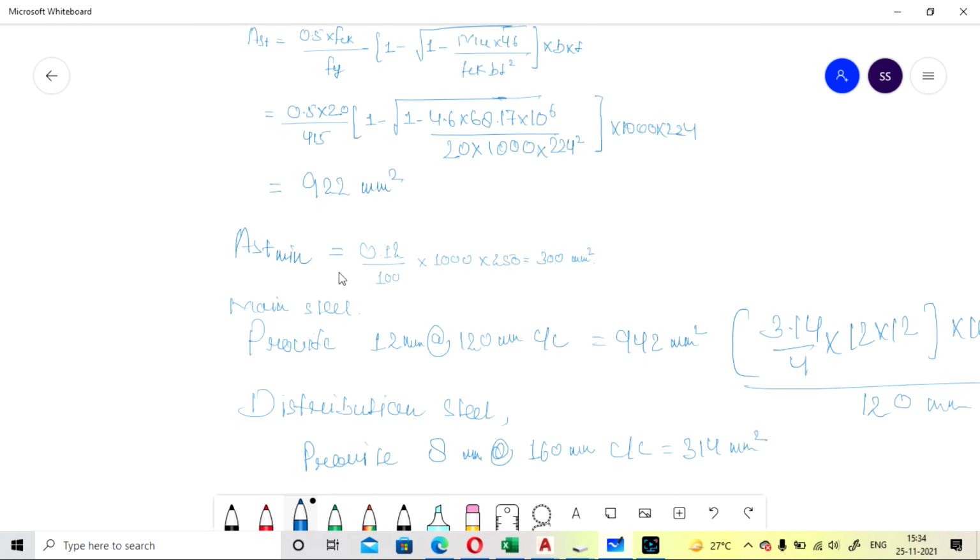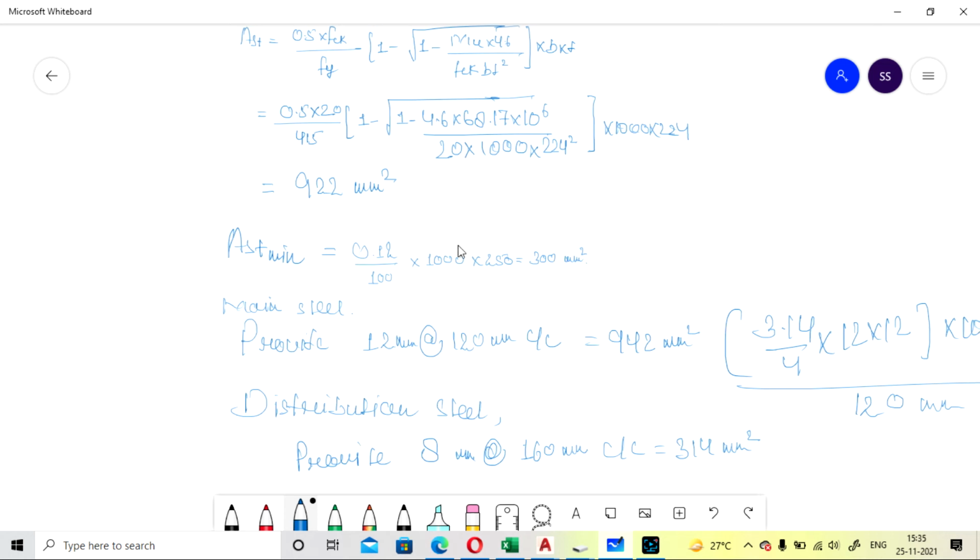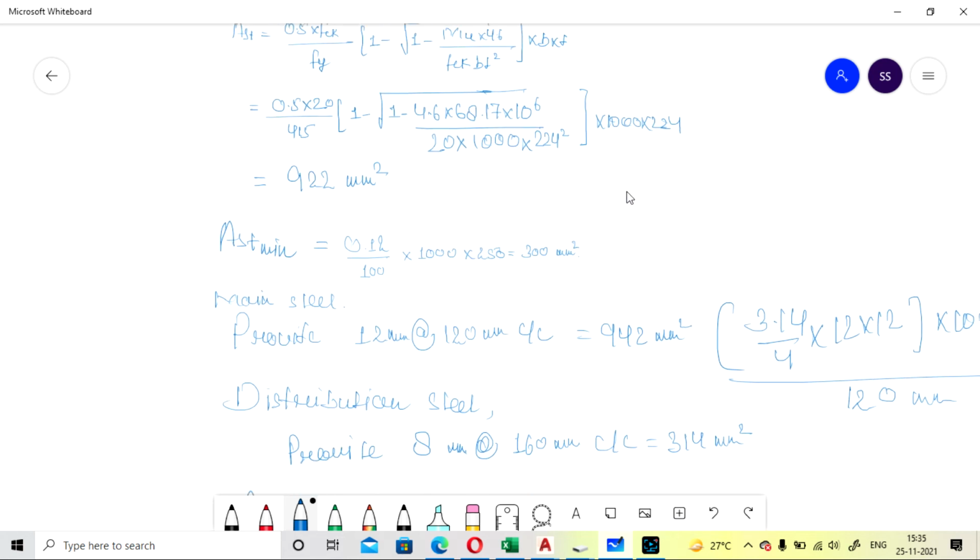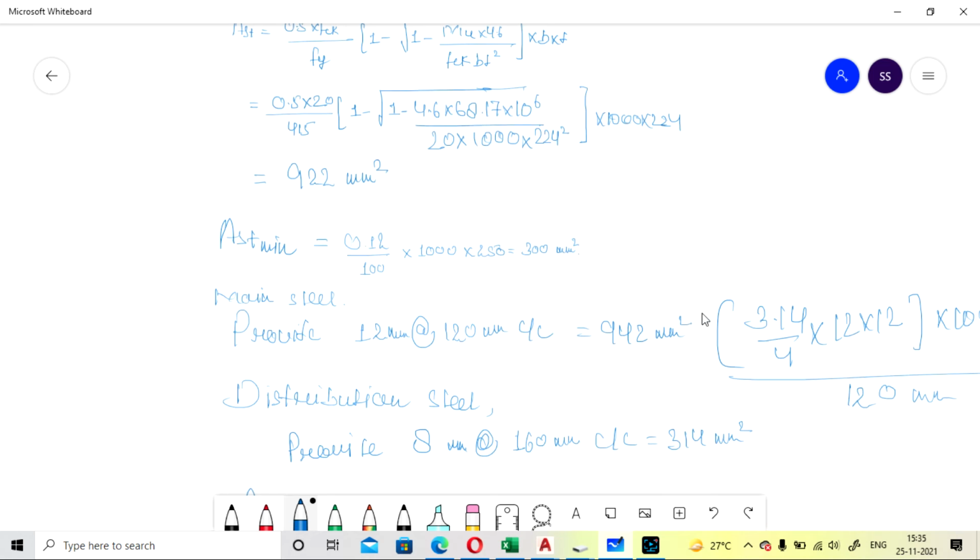So we can also go for the Ast minimum check. For HYSD it is 0.12%, and for mild steel we can take 0.15%. So it is 0.12 by 100 into 1000 for 1 meter of width into 250, its total depth. So it will be calculated as 300 mm square, which is less than this, so we can go with this. If it is less than Ast minimum, we can go with the minimum, but here it is more than this, so we can go with this.